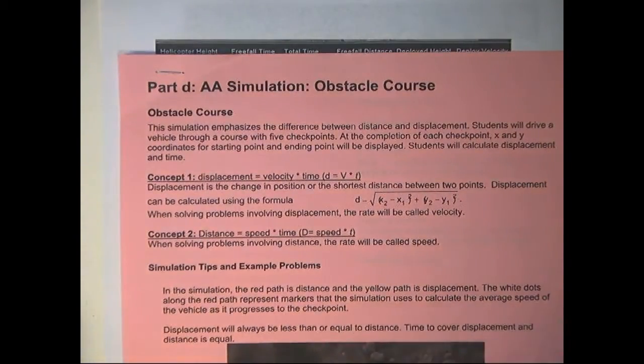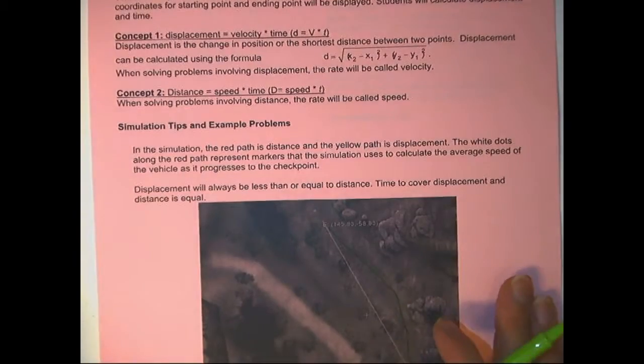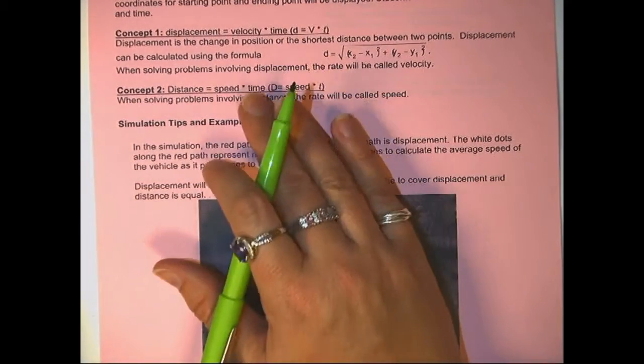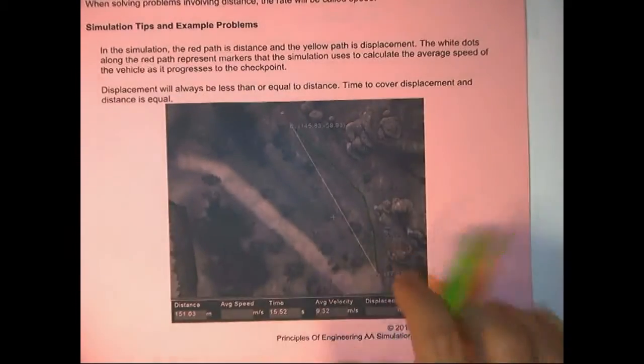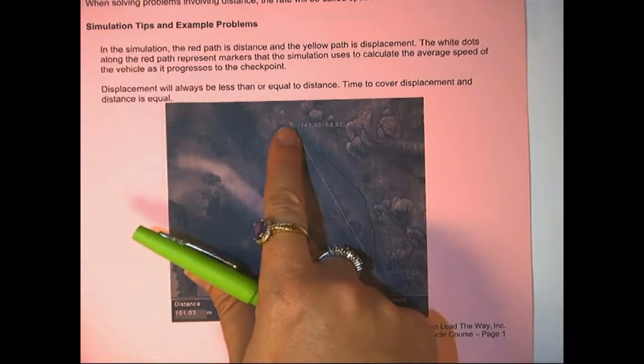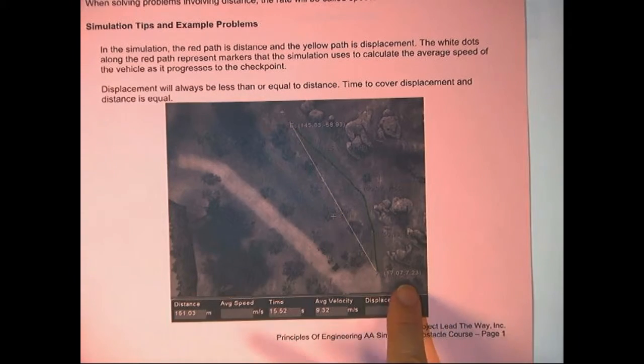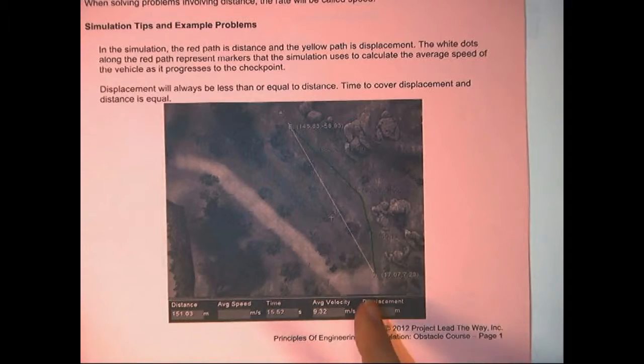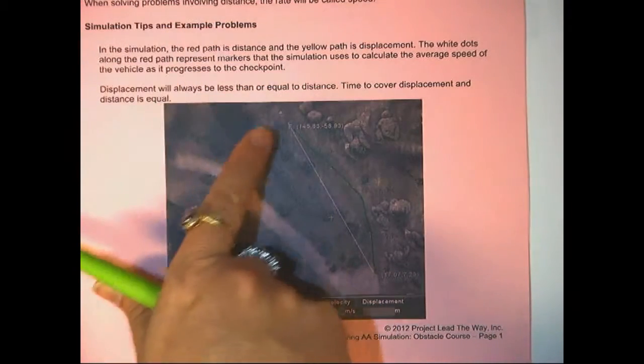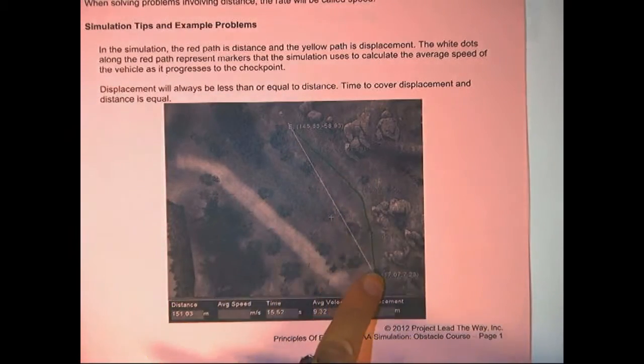Okay, now we're going to talk about part D, the obstacle course. You have two different things going on here: displacement and distance. Displacement is just the starting point minus the final point. It's the straight line distance. Distance is how far we actually drive as we go along the path.